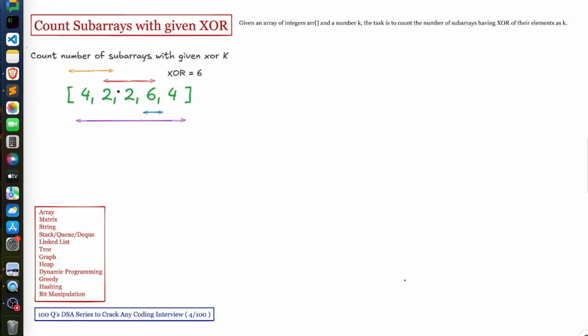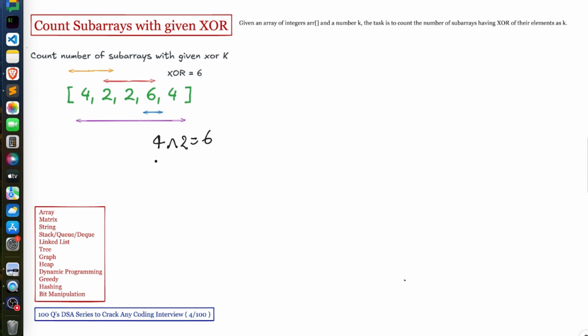For example, in this test case 4, 2, 2, 6, 4, we have to find out how many subarrays are there such that the XOR is equal to 6. So there are 4 subarrays which we can see. The first subarray is 4 and 2, that consists of just 4 and 2. So the XOR of 4 and 2 is equal to 6.